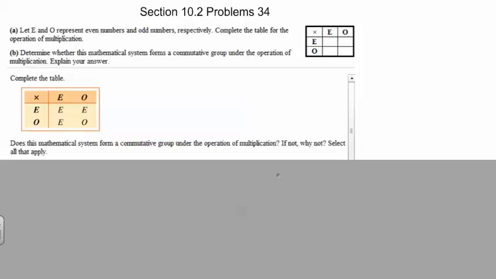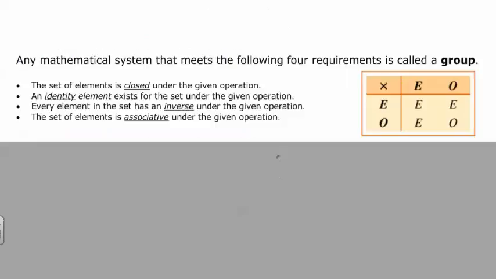Now we have to determine whether that mathematical system that has two elements under the operation of multiplication is a commutative group. So we're going to determine whether it's a group, and then on top of that we have to determine whether it's commutative. Now recall, for that mathematical system to be a group, there are 4 requirements, and those are: the elements must be closed, which means we do not get any new elements when we perform the operation, and an identity must exist, which means when we perform that operation with a value, we get back the original element.